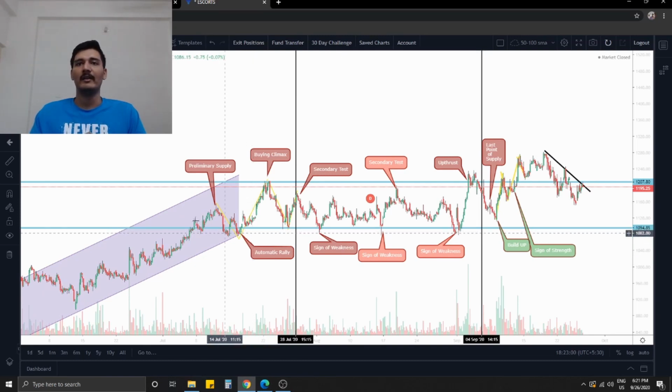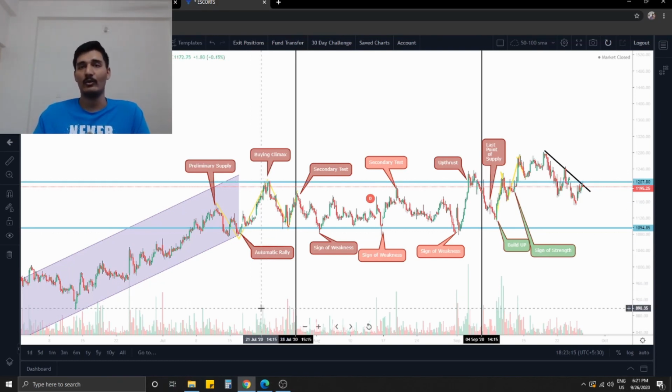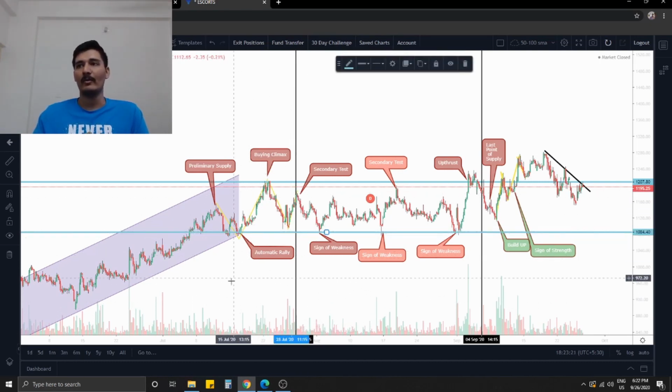Now coming to the recent charts, again the same thing, previous preliminary supply, then you had an automatic rally, then you had buying climax. Again just confirming by the volume: preliminary supply, volume decreased, automatic rally, new high made, but there too the participation volume was not a lot more than the preliminary supply. Then you had a newly established trading range of the automatic rally point and the buying climax.